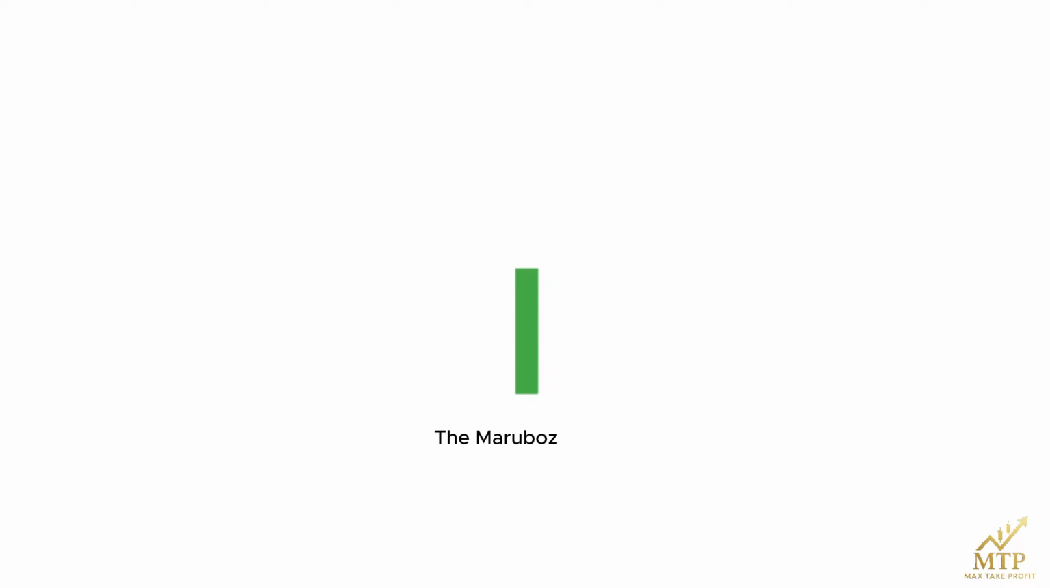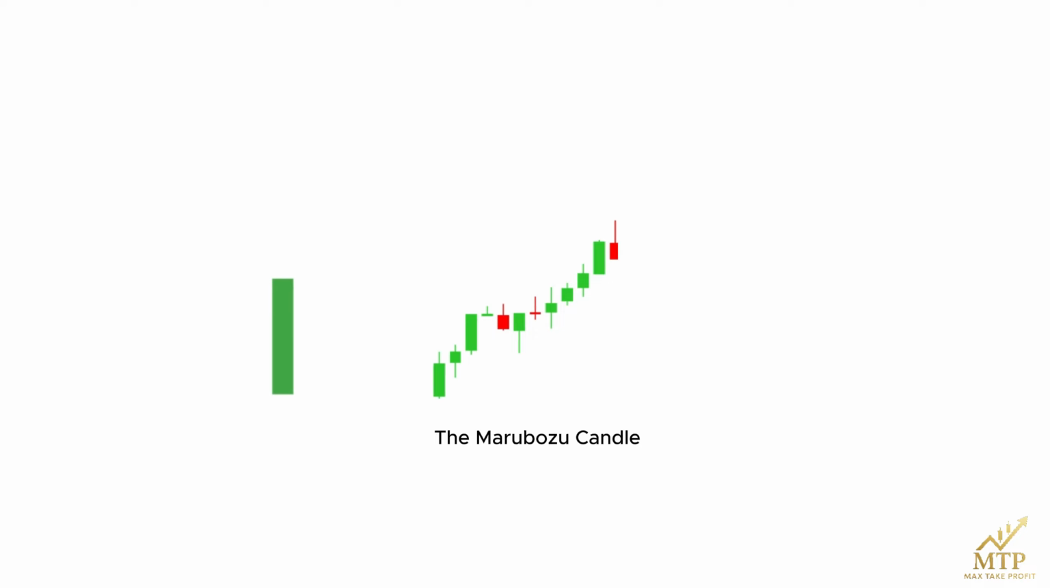The Marubozu candle. Finally, the fifth type, the Marubozu candle. This one has no wicks at all. It's made entirely of a solid body. A bullish Marubozu means that buyers dominated from open to close, while a bearish Marubozu shows that sellers stayed in full control. These candles represent strong conviction and momentum, a clear sign of strength and direction.